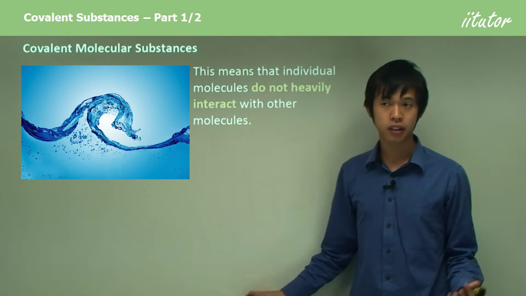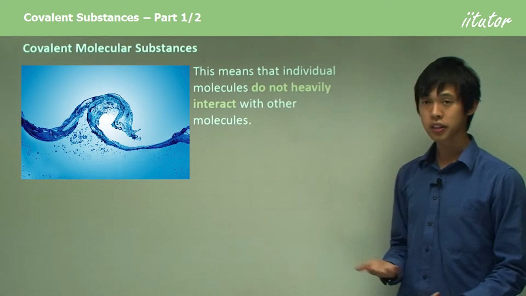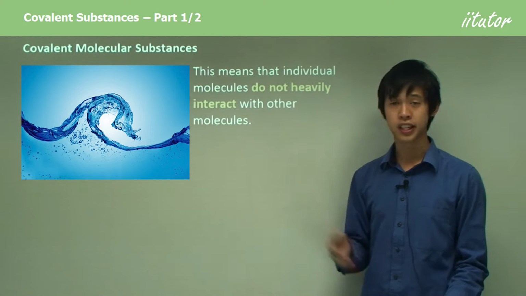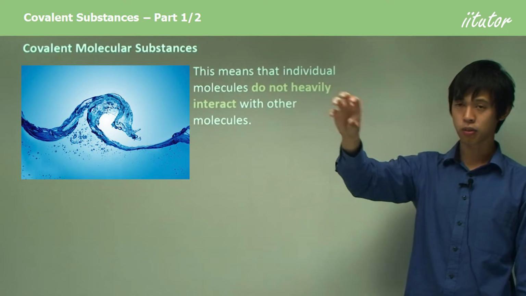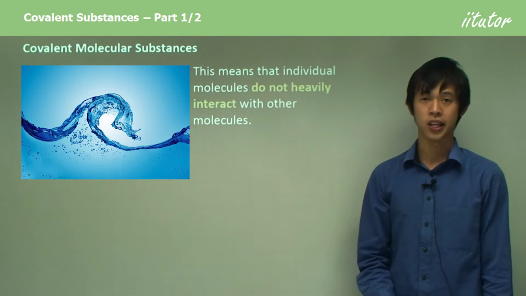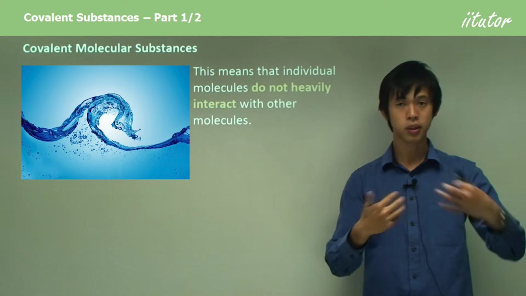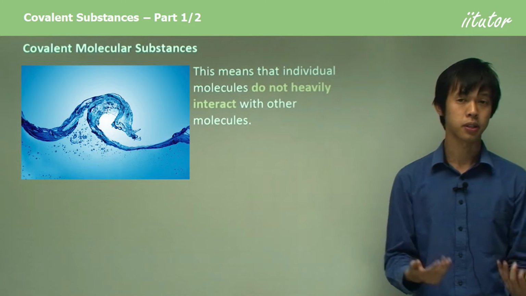And because they are all discrete and act independently, we know that each molecule doesn't interact heavily with other molecules. One molecule might be going this way, another one might be going this way. They won't even notice each other. That's what makes a covalent molecular substance interesting. Each of its molecules acts independently of other molecules.